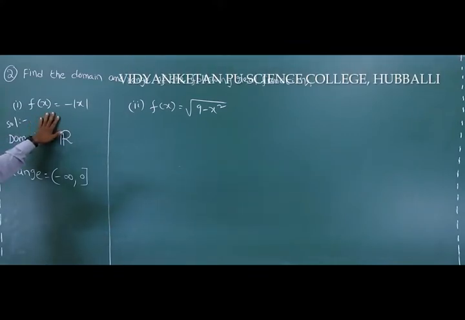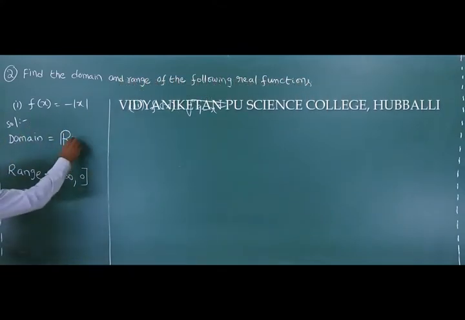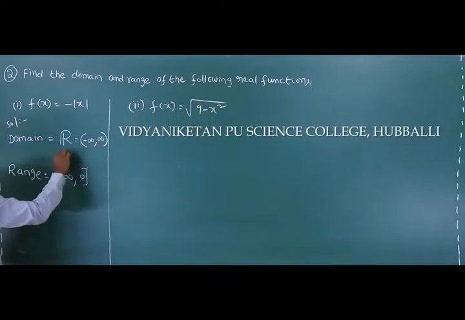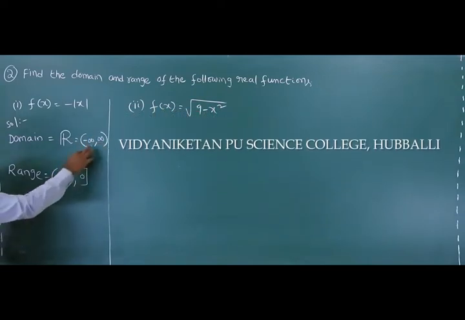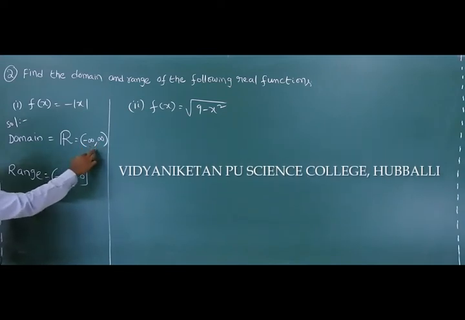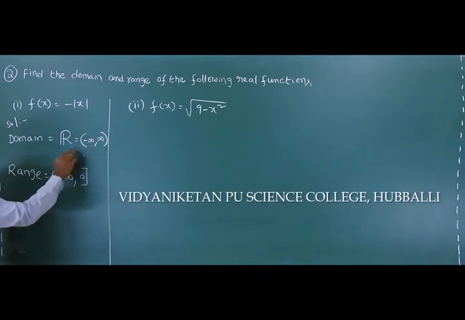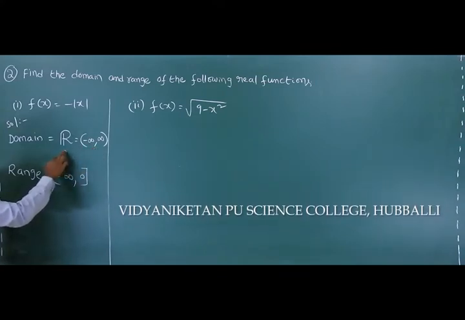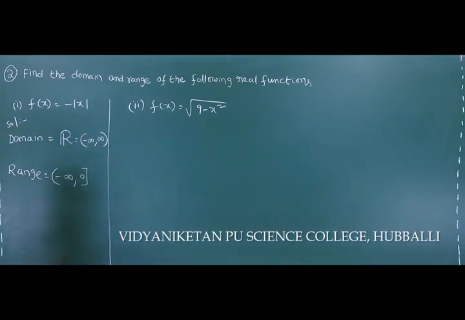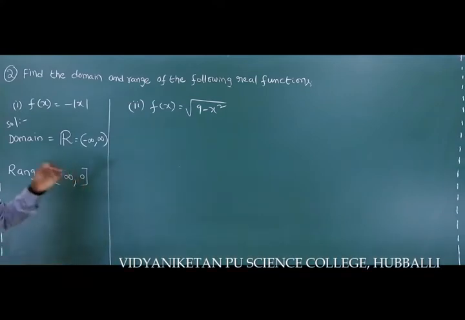Capital R means set of all real numbers. This capital R you can also write as open interval minus infinity comma plus infinity also. Both are same only. There are infinite number of rationals and irrationals. Set of all real numbers, we can express by using this way or this way. Right? Next, second question.